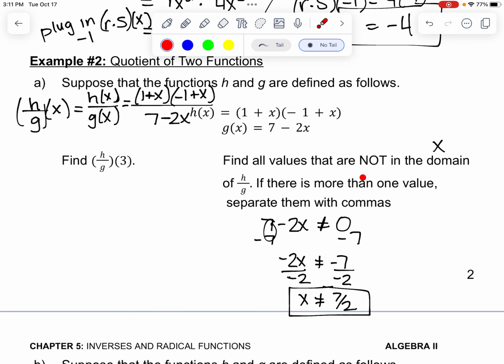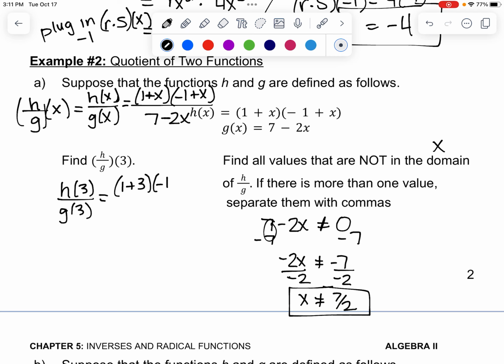So then, if we just do this part, h divided by g of 3, we're going to take this function. Everywhere that there is an x, we're going to put a 3. So I'm going to have a 1 plus 3, negative 1 plus 3, and on the bottom I have a 7 minus 2 times 3.